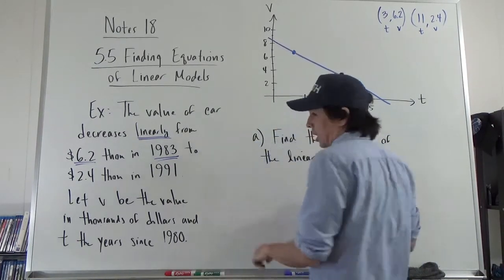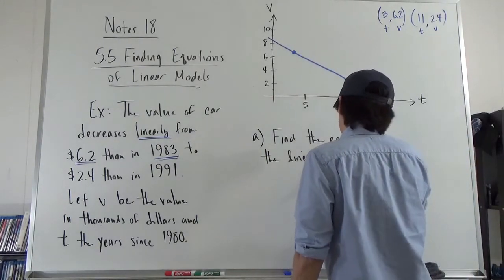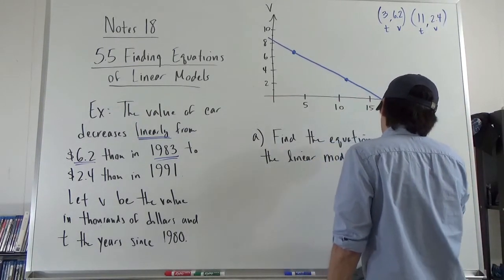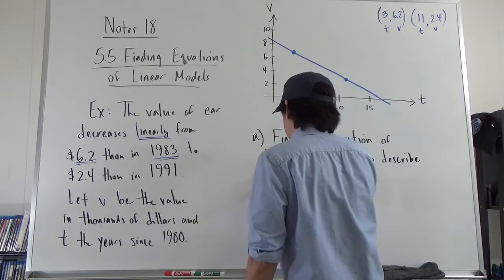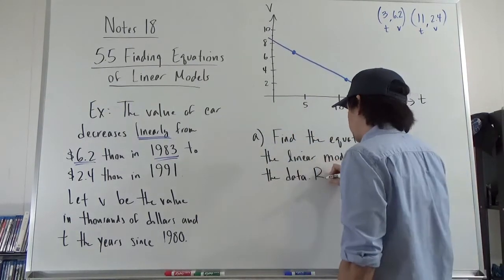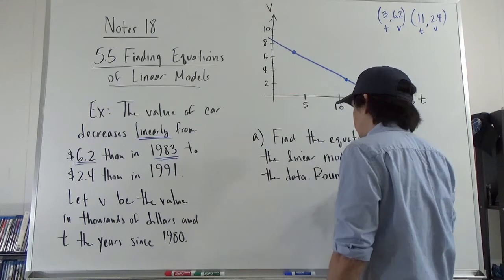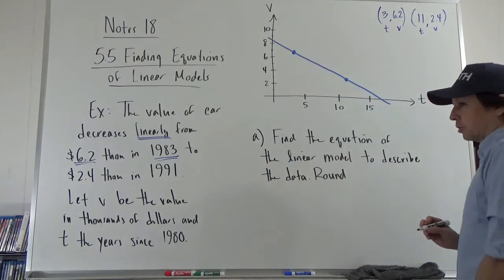Is to find the equation of the linear model to describe the data. And it's going to be an equation of a line, but they're not going to be nice whole numbers or nice 2/3s, rise or run. It's going to be weird decimals.